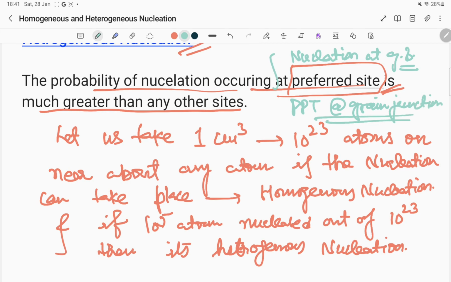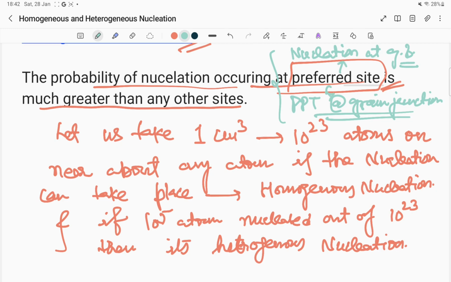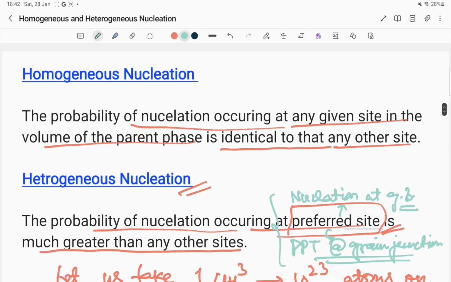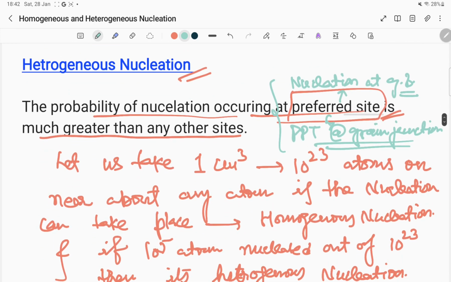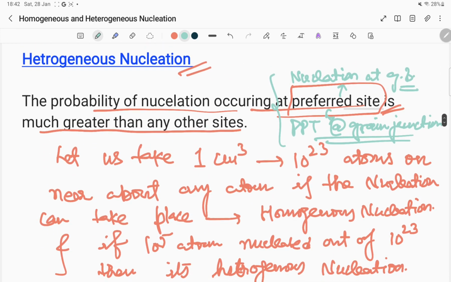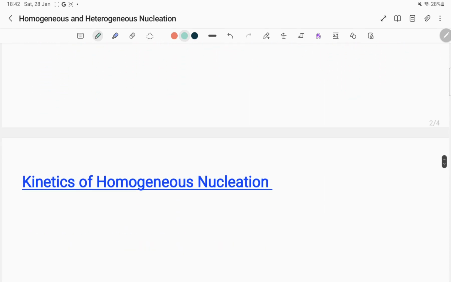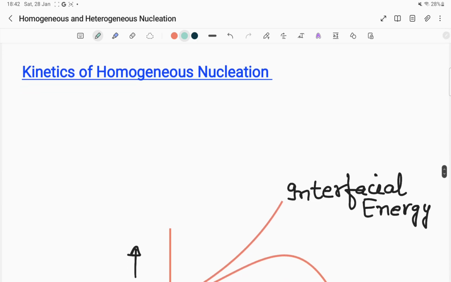So these kind of preferred sites are for heterogeneous nucleation. So far we have seen in case of homogeneous nucleation, the nucleation sites can be anywhere in the liquid, in the entire volume of the liquid. But in case of heterogeneous nucleation, the sites of nucleation will be at preferred sites, like nucleation at grain boundaries or precipitation at the grain junction. Now we will see about kinetics of homogeneous nucleation.